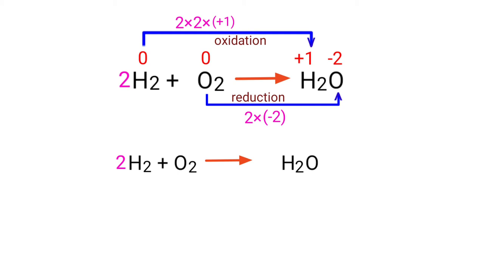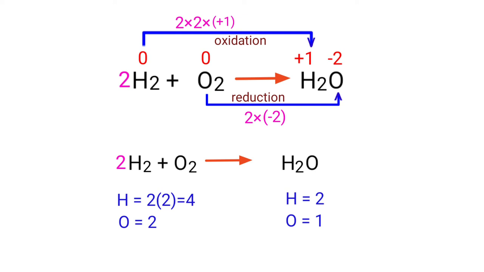Now you can balance the number of atoms in this equation. In the reactants side, there are 4 hydrogen atoms and 2 oxygen atoms present. And the products side, there are 2 hydrogen atoms and 1 oxygen atom present. The number of atoms are not balanced on both sides.